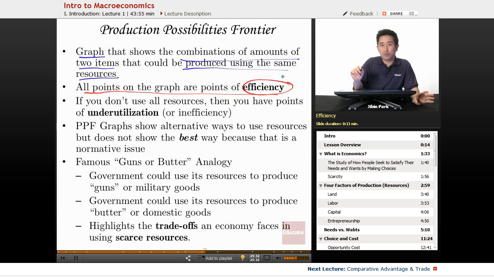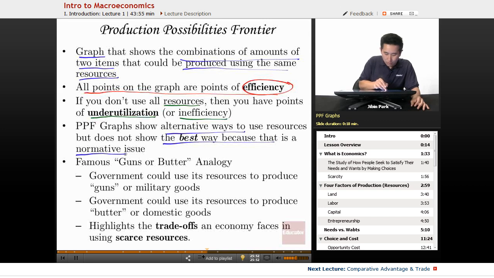Again, we're trying to stay away from the normative. We're just saying what's positive. If it's on the graph, then it's going to be efficient. And if you don't use all your resources, then you have points of underutilization or inefficiency. A PPF graph shows alternative ways to use resources, but again, does not show the best way, because that is a normative issue.